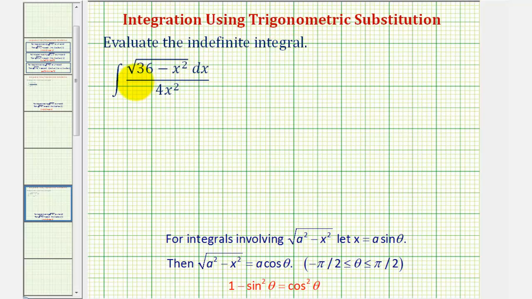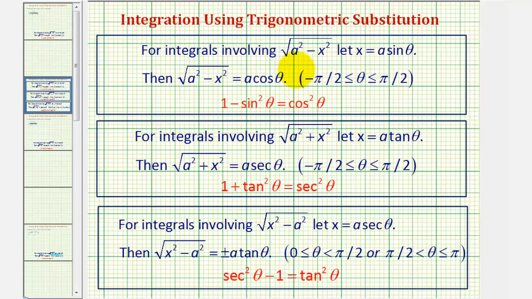But because the integral does contain the square root of 36 minus x squared, which fits the form of the square root of a squared minus x squared, where a squared is a constant, we can use trig substitution and let x equal a sine theta. So we need to be able to recognize the form of the square root indicates which trig substitution we will use. For example, if the integral contained the square root of a squared plus x squared, we would let x equal a tangent theta. And if the integral involved the square root of x squared minus a squared, we'd let x equal a secant theta.